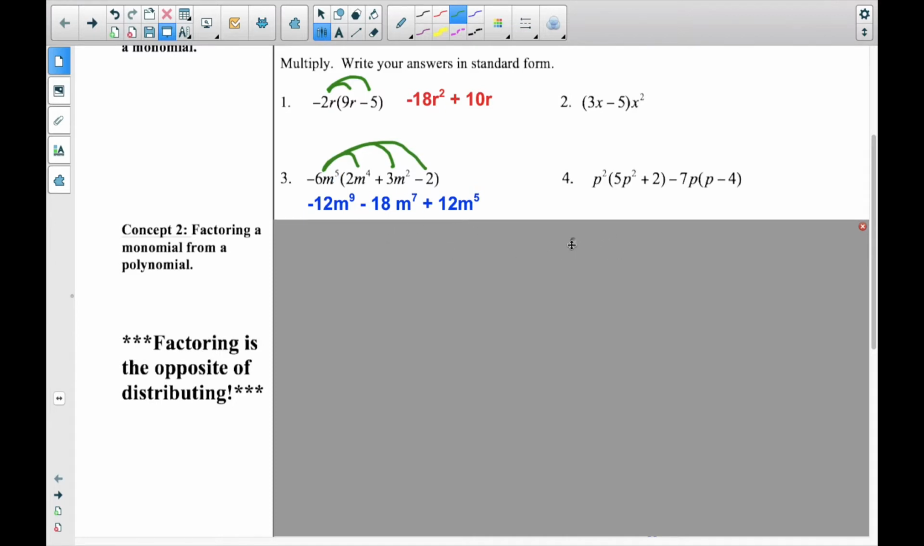Take a second now, pause the video, and try to do the next section and see what you can come up with on the next section.